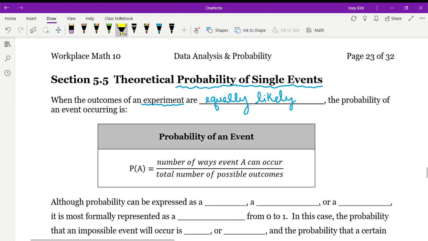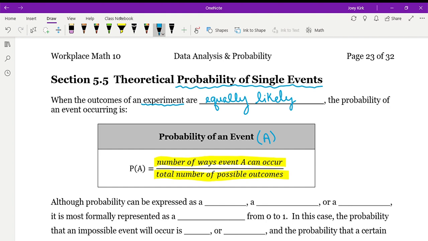But when you're looking at something slightly more complex, but the outcomes are still equally likely, the formula you use to determine the probability is the number of ways event A can occur over the total number of possible outcomes. The probability of event A, and A just means some event, doesn't matter. Let's say the probability that you're going to get a heads. A is heads.